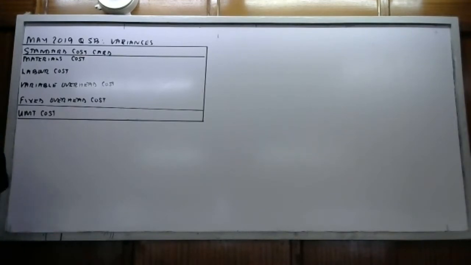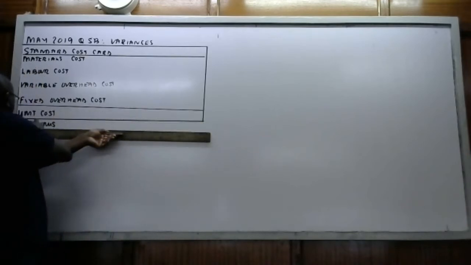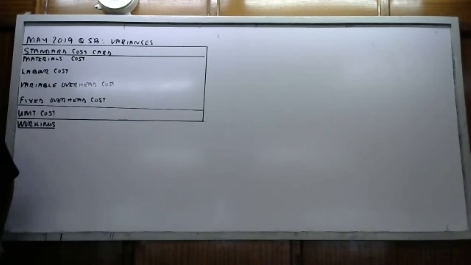So for us to have that, we must have workings. The workings will be about getting the variances.